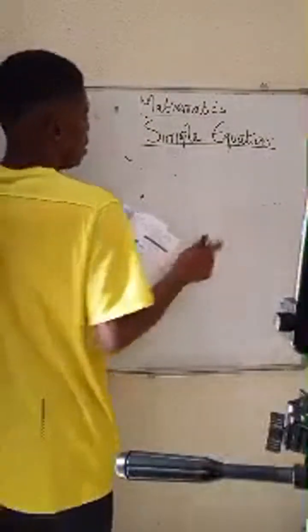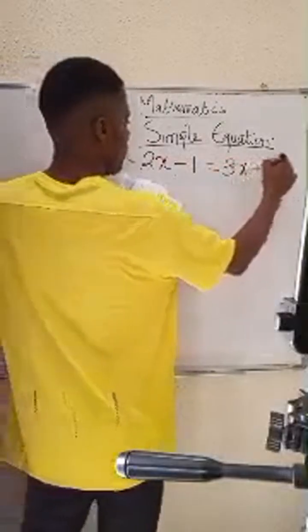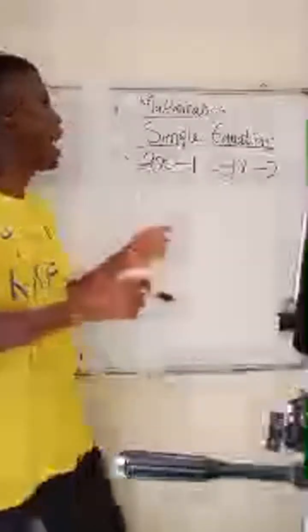Since you've understood how to solve this type of problem where we have one variable, in our next method we are going to look at when the variables are on both sides of the equation. The first example looks like this: 2x minus 1 is equal to 3x minus 2. This is clearly a simple equation where we have the variables on both sides.